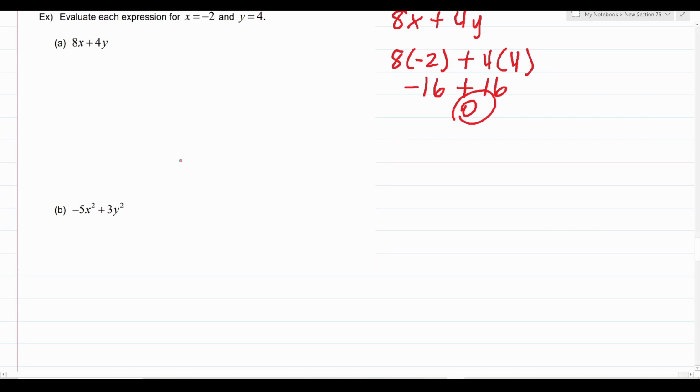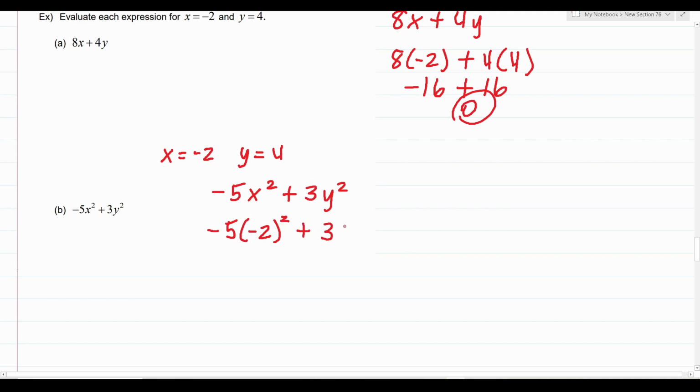Again, we're going to let x be -2 and y be 4. And our next expression is -5x squared plus 3y squared. First, we're going to plug in -2 for x and 4 for y respectively. So this is going to become -5 times -2 squared plus 3 times 4 squared. Since there are quite a few operations to work through in this one, you may want to write out your order of operations. Again, that's PEMDAS.